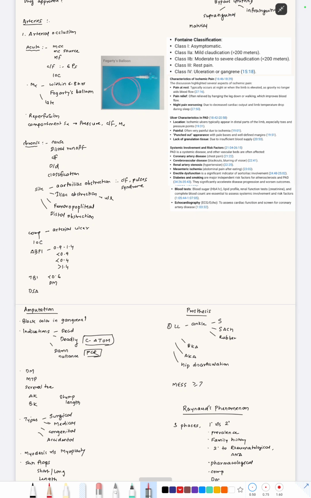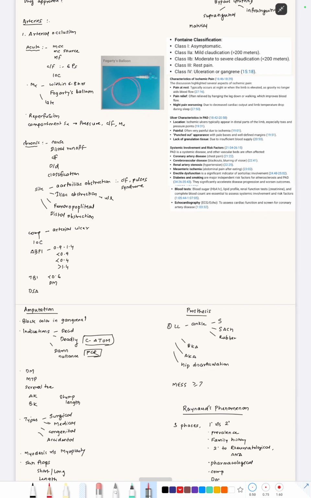Similarly, there is another classification called Fontaine's classification, which also has 4 classes. In class 1, it is asymptomatic. In class 2A, there is mild claudication, but the patient can walk for more than 200 meters. In class 2B, there is moderate to severe claudication at less than 200 meters. Class 3 has rest pain, and in class 4, ulceration or gangrene is seen.